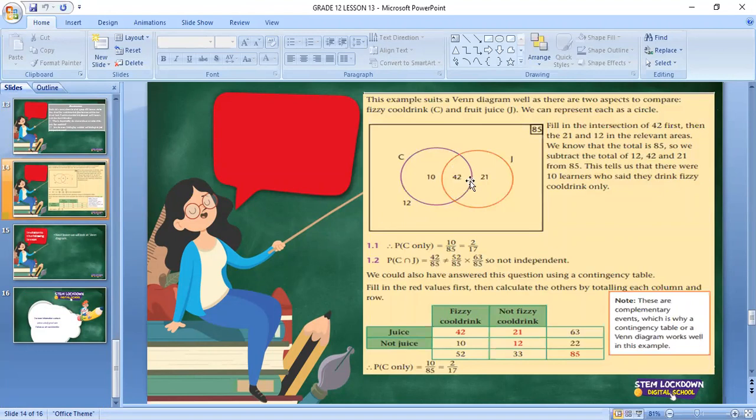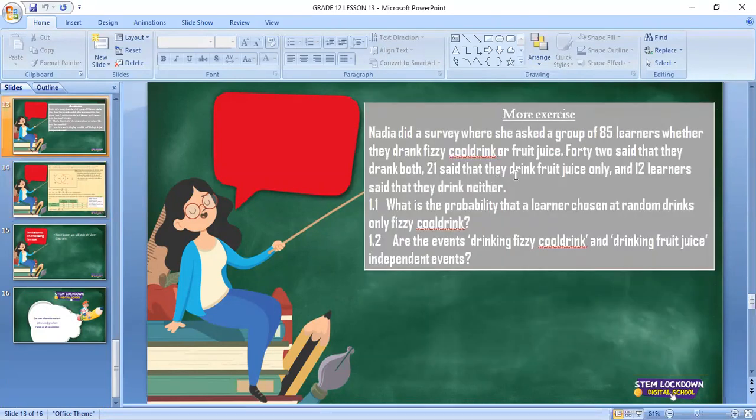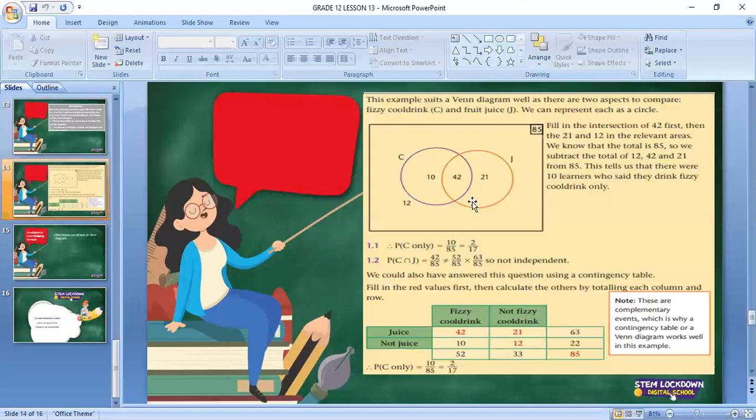42 drank both. 21 drank what? Only fruit juice. And 12 drank neither. But everything must add up to 85. So 21 plus 42 plus 12 plus this amount, which we don't know, must give us 85. So subtract 42, 21 and 12 from 85, you get 10. That means 10 only drank the cold drink.